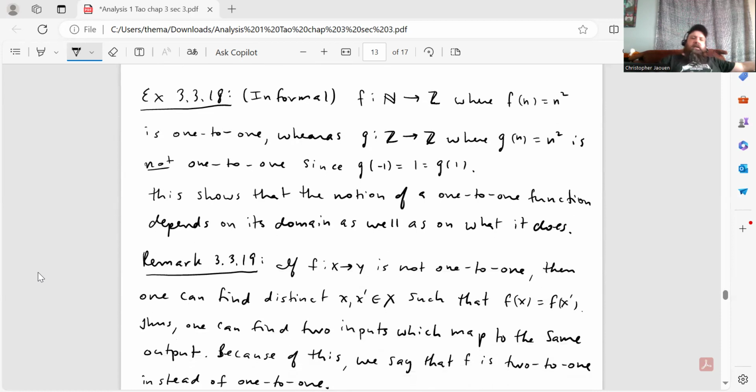Example 3.3.18. Again, he calls this informal because we haven't defined the integers yet. So the function f from N to Z, N is the natural numbers, Z is the set of integers, where f of n equals n squared, is one-to-one, whereas g from the integers to the integers, where g of n equals n squared, is not one-to-one, since g of -1 equals 1, and that's the same value as g of 1. So two different inputs get mapped to the same output. This shows that the notion of a one-to-one function depends on its domain as well as on what it does.